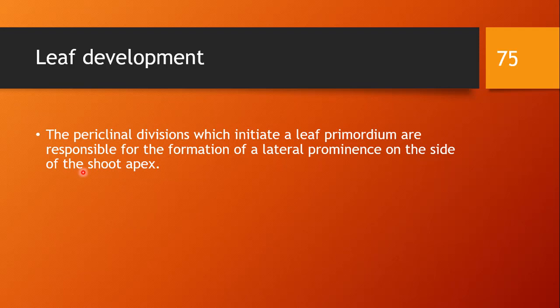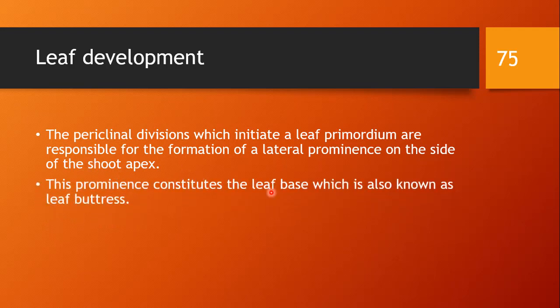the shoot apex. So what happens when the periclinal division occurs? They initiate a leaf primordium. What is the leaf primordium? We have discussed it previously. The periclinal divisions which initiate a leaf primordium are responsible for the formation of a lateral prominence on the sides of the shoot apex. So this is the first or the second step.